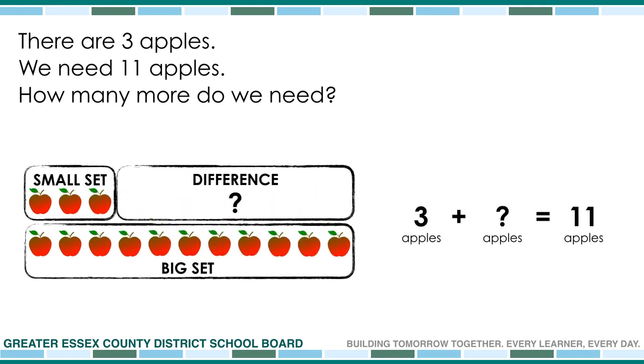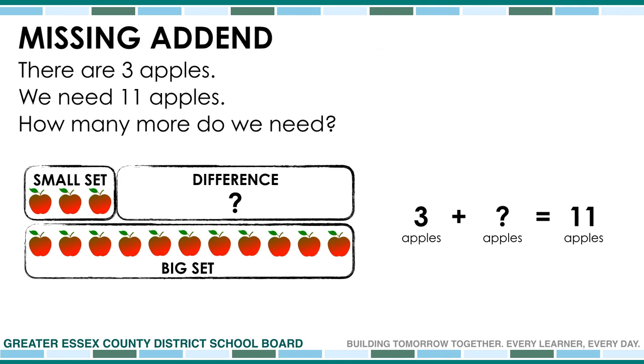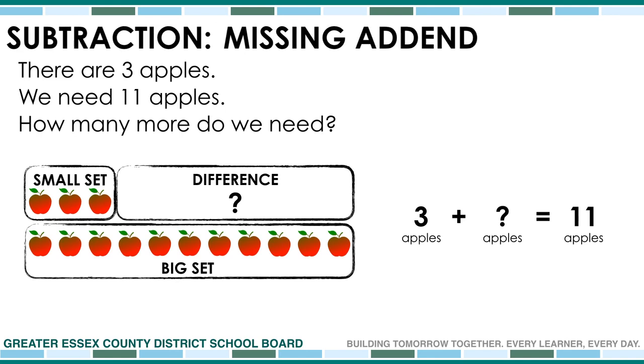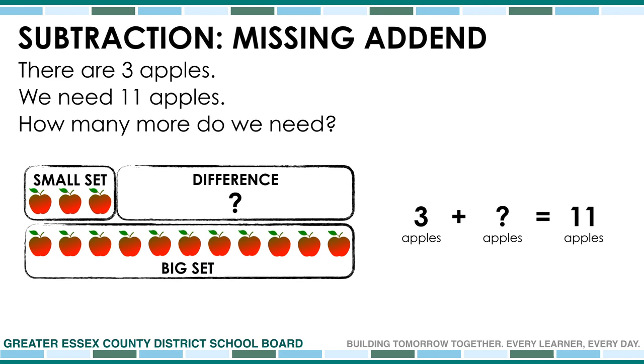What we may not see is that this is actually a scenario that we can access through subtraction. However, it's oftentimes additive thinking that students are using to solve this problem. 3 apples plus some other quantity of apples will give us 11 apples. So while this is a subtraction problem with a missing addend, often students are accessing it through addition. So this makes this problem very, very challenging for students.